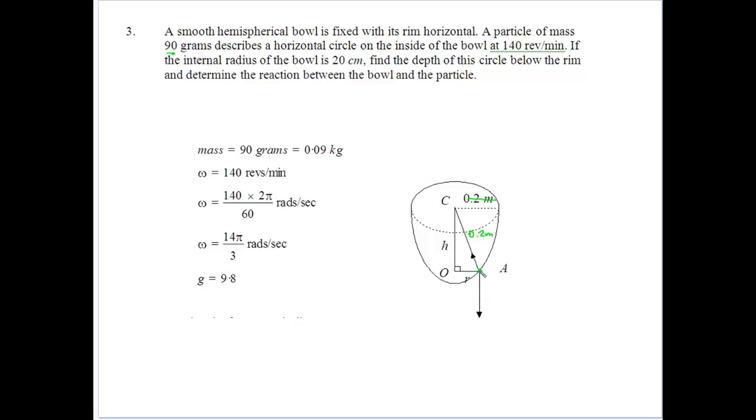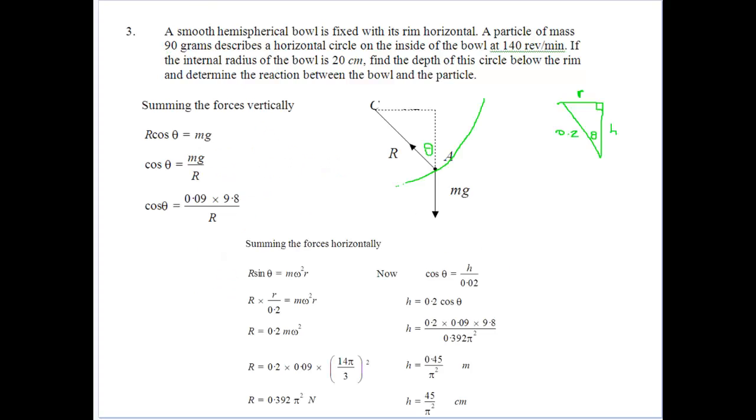So what's happening there? So we know that we can get the mass as 0.09. Omega is 140 revolutions a minute, which can come down to 14 pi on 3 radians a second, and gravity's 9.8. So we've established that. Notice we're putting it into kilograms. So what are our forces going to do?